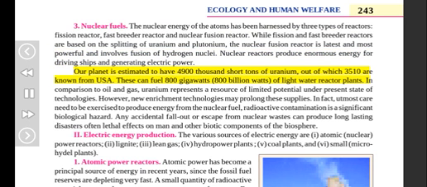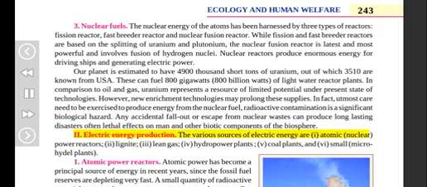Our planet is estimated to have 4,900,000 short tons of uranium, out of which 3,510 are known from USA. These can fuel 800 gigawatts, 800 billion watts, of light water reactor plants. In comparison to oil and gas, uranium represents a resource of limited potential under present state of technologies. However, new enrichment technologies may prolong these supplies. In fact, utmost care needs to be exercised to produce energy from the nuclear fuel. Radioactive contamination is a significant biological hazard. Any accidental fallout or escape from nuclear wastes can produce long-lasting disasters, often lethal effects on man and other biotic components of the biosphere.